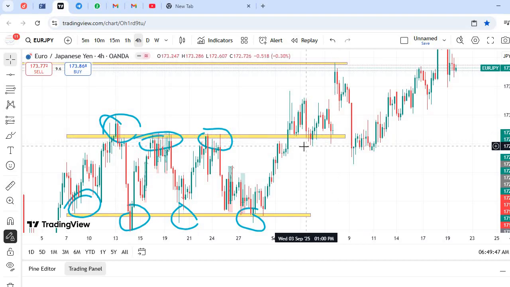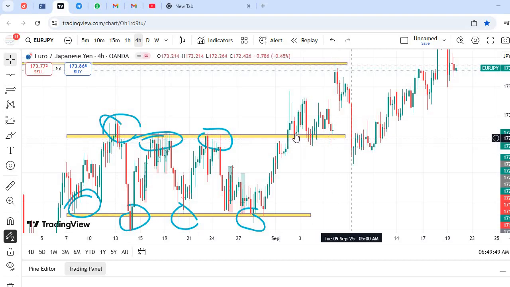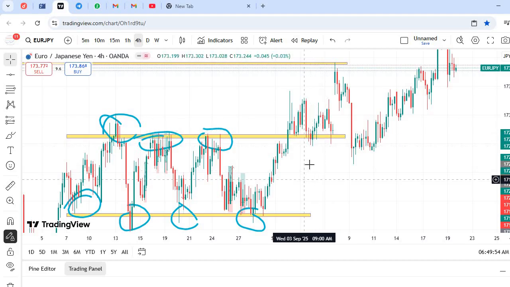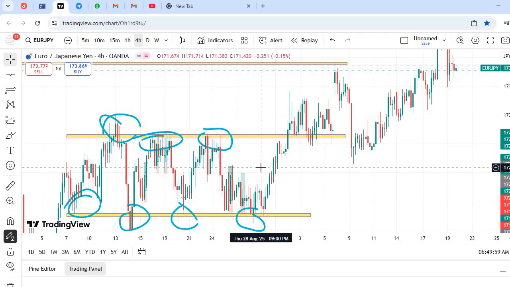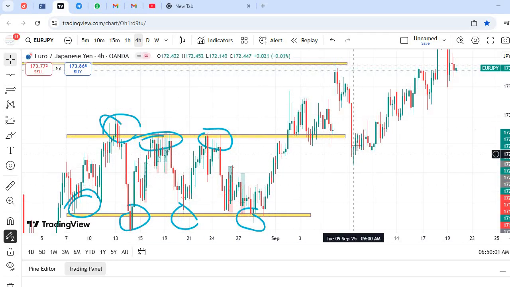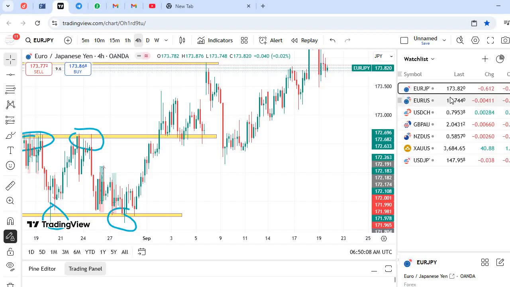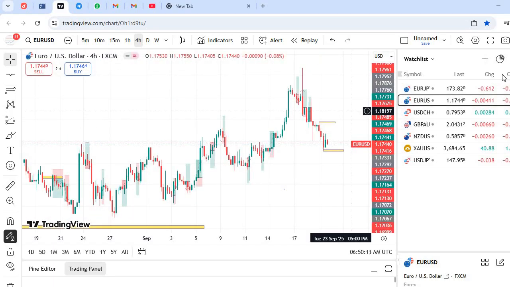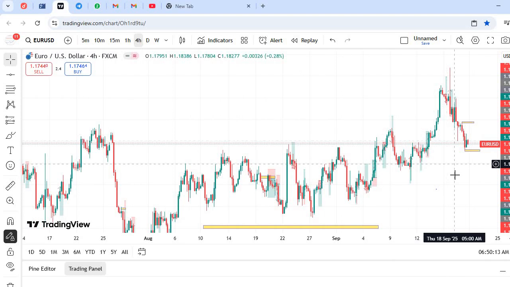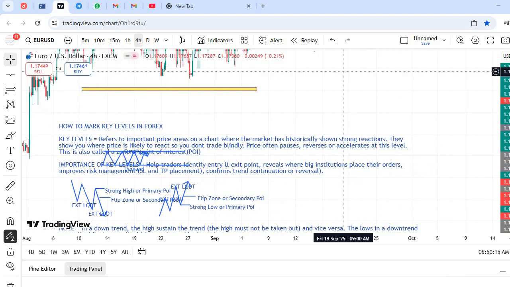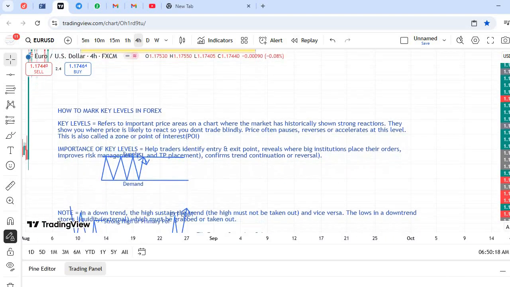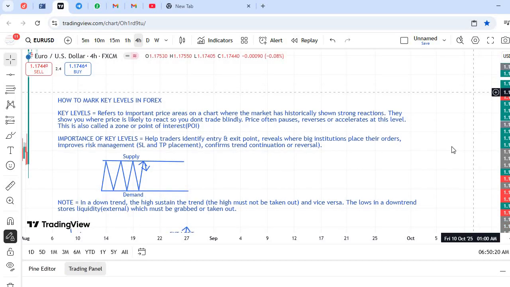So marking out key levels or areas of interest helps you to know whether a market is ranging, or whether a market has now continued trending. So that's another importance of key levels. So it is not something that you want to take lightly, and I tell you, once you are able to know how to identify these areas, I tell you, you don't have issues.